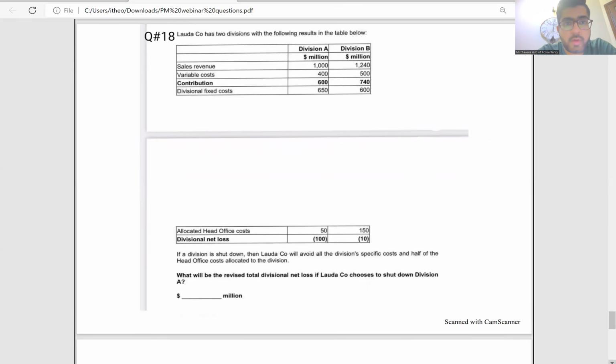MCQ number 18. LODA has two divisions with the following results. Revenue 1,000, 1240. Variable cost 400, 500. The contribution, divisional fixed cost, allocated head office cost, divisional net loss. So look at division A. The revenue is 1,000, variable cost is 400, contribution 600, divisional fixed cost 650, and allocated head office cost 50. Net loss is 100.